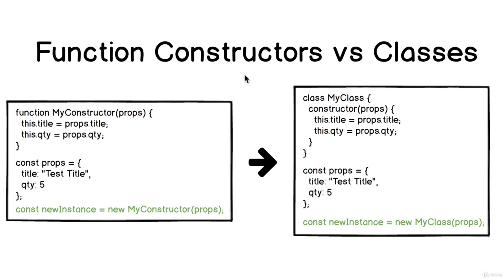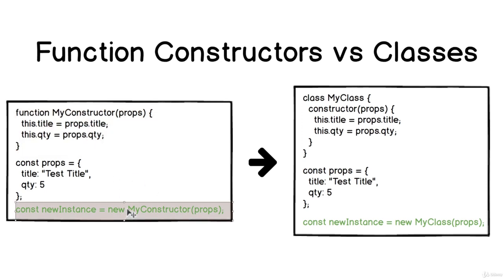Now I want to compare function constructors and ES6 classes in order to help you better understand the difference between them. On the left side you see a function constructor called myConstructor. As usual, it is a regular function, and here we use a regular function declaration. Here we define properties for a new instance of this function constructor, and using the new keyword and a function call with props argument, we create a new instance of myConstructor.